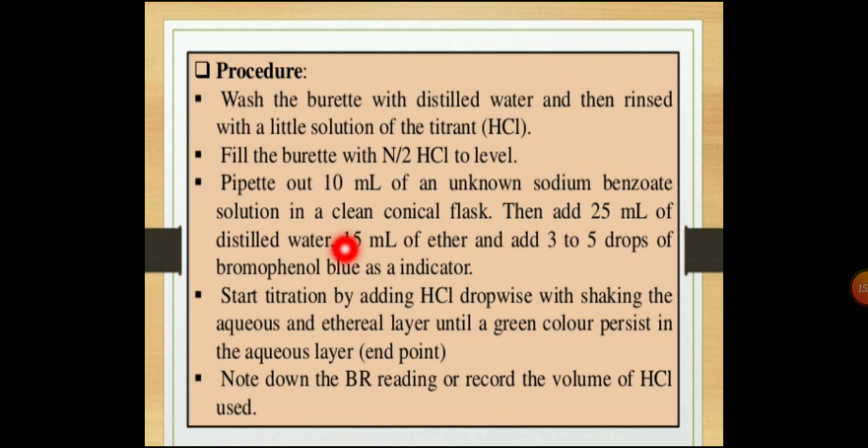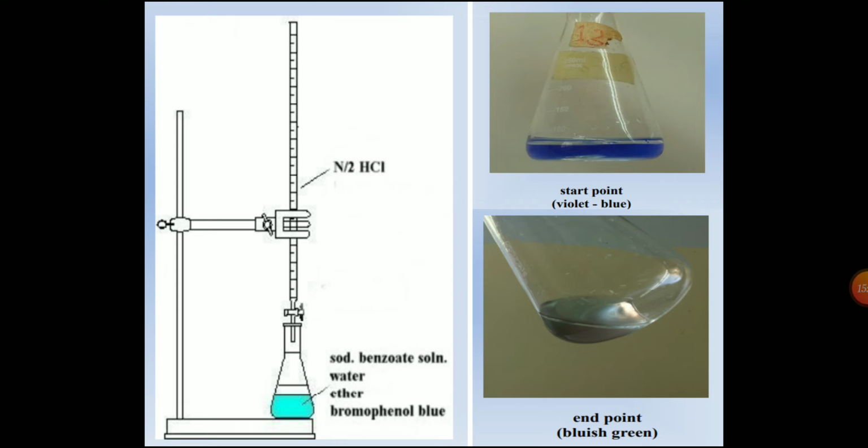Then add 25 ml of distilled water, 15 ml of ether, and 3 to 5 drops of bromophenol blue as an indicator. Start the titration by adding the HCl dropwise, shaking the aqueous and ethereal layer, until the green color persists in the aqueous layer. That is the end point. Green color is the end point of the titration. Note down the burette reading, or record the volume of HCl used.